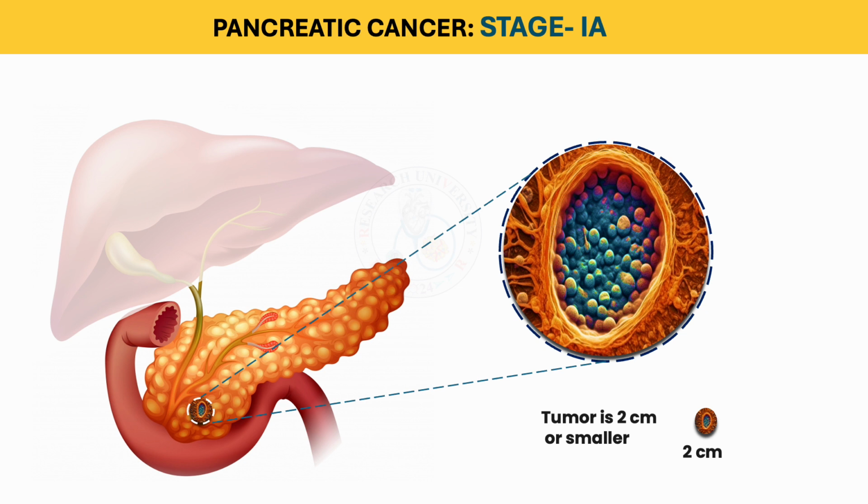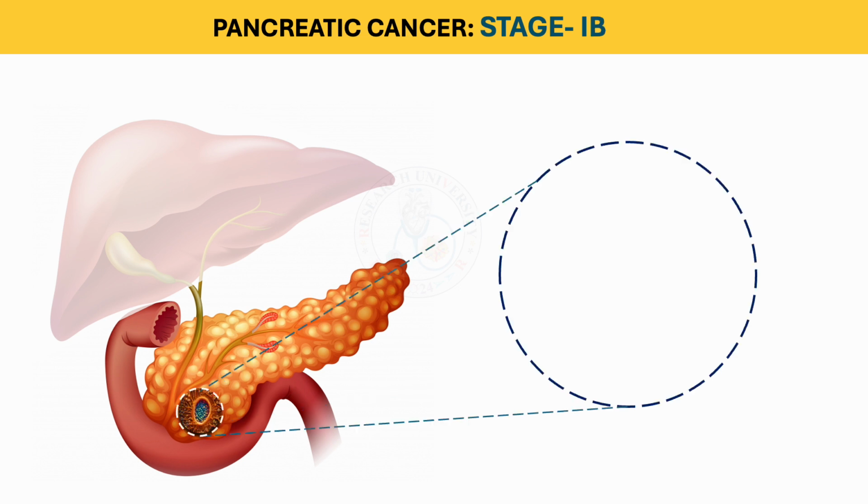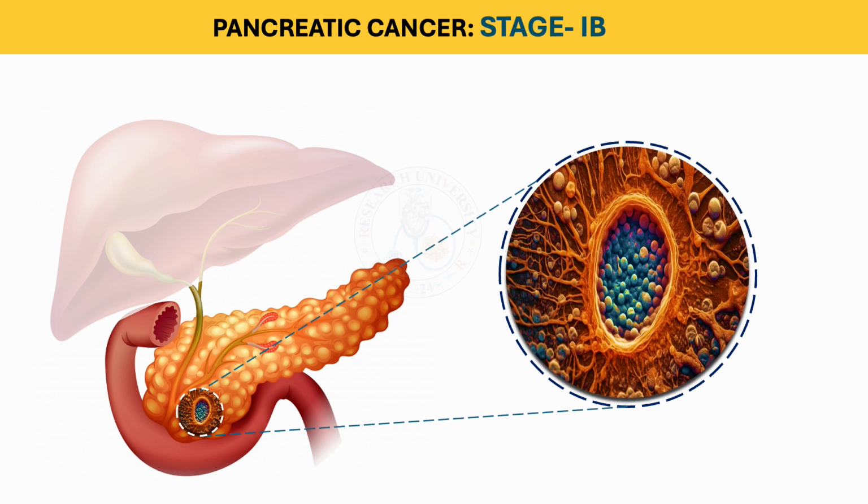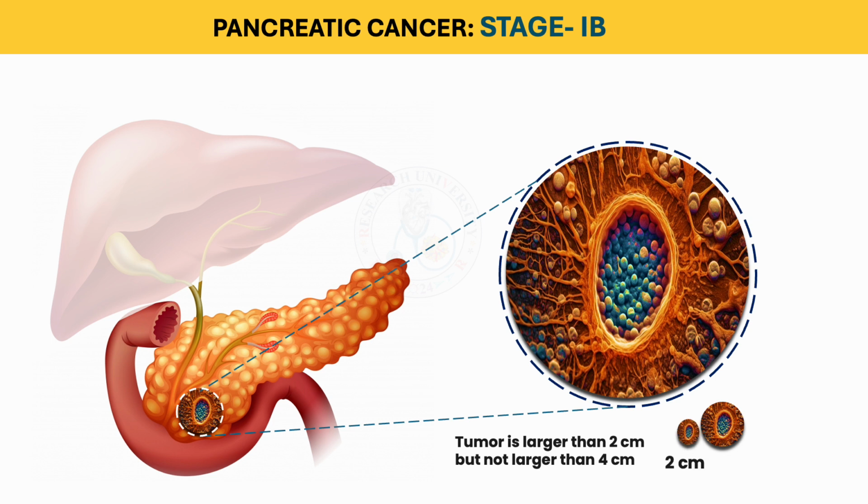At this stage 1A, pancreatic cancer is confined to the pancreas, but it has not spread to the nearby lymph nodes or other organs. The next stage is 1B pancreatic cancer. This stage indicates that the tumor is larger than 2 centimeters but not larger than 4 centimeters. It is similar to stage 1A cancer at this stage, confined to the pancreas and has not spread to the nearby lymph nodes or distant organs.